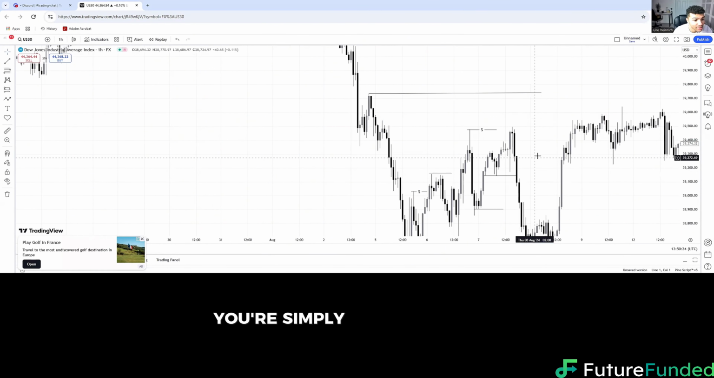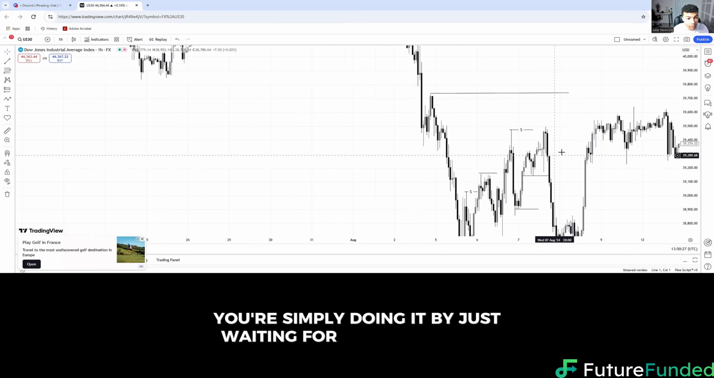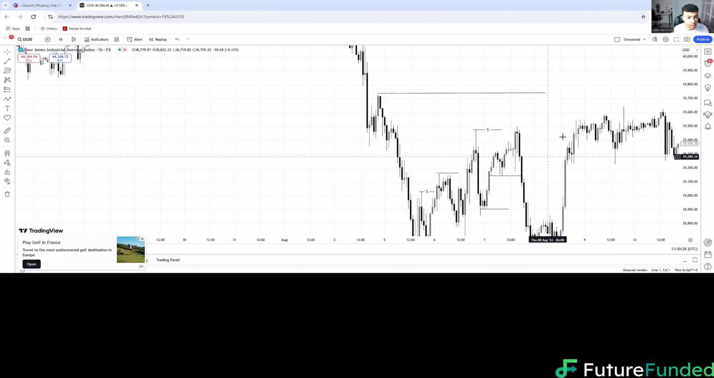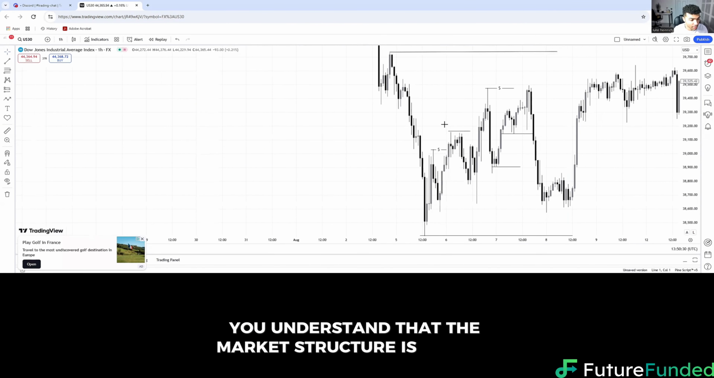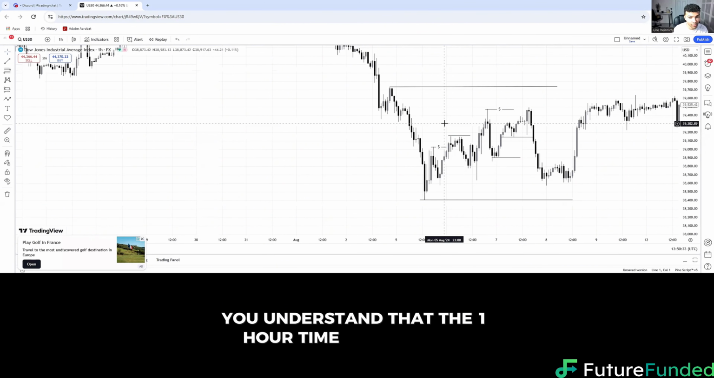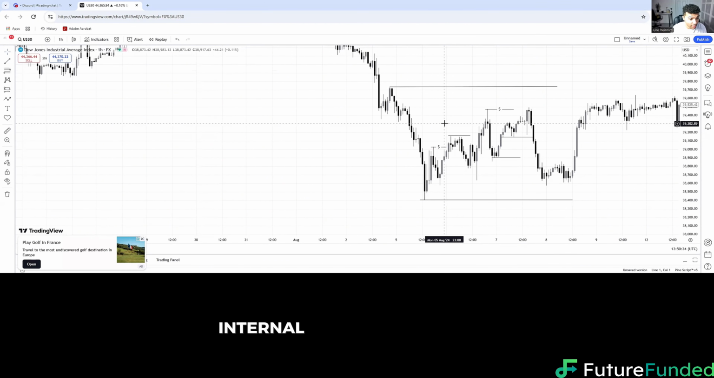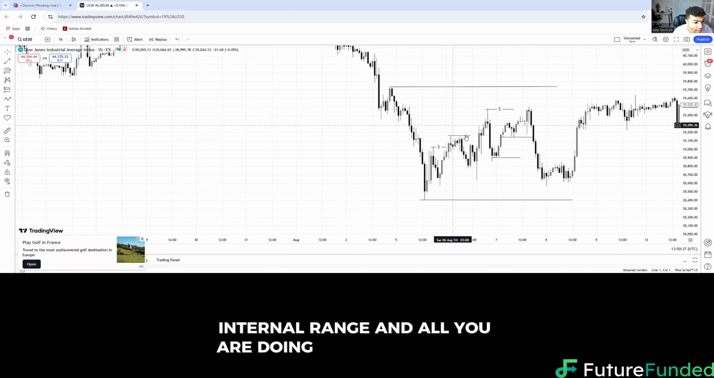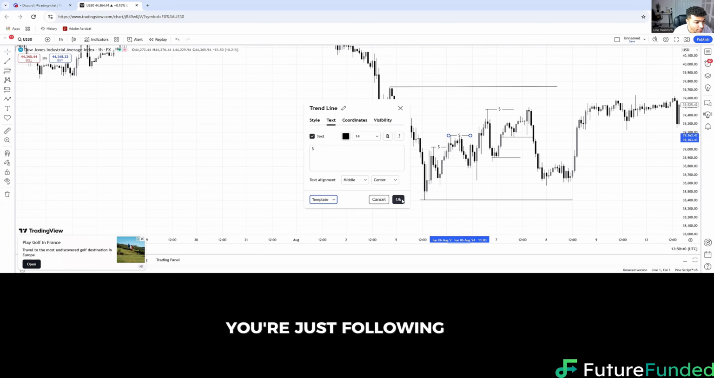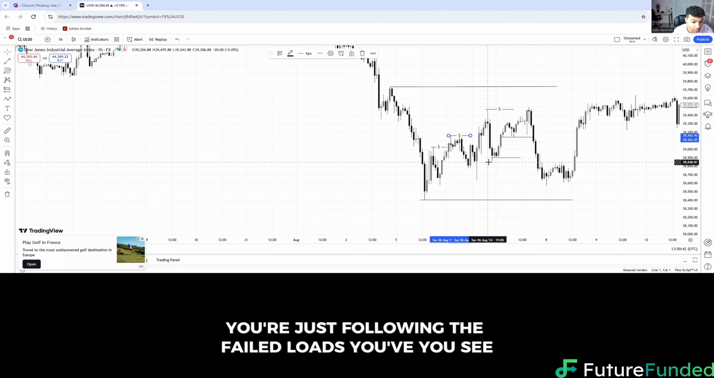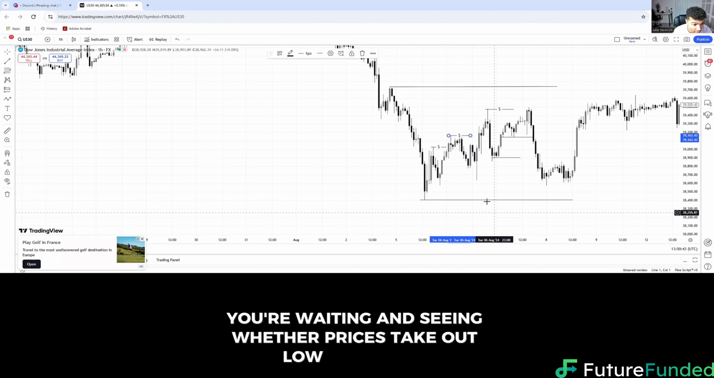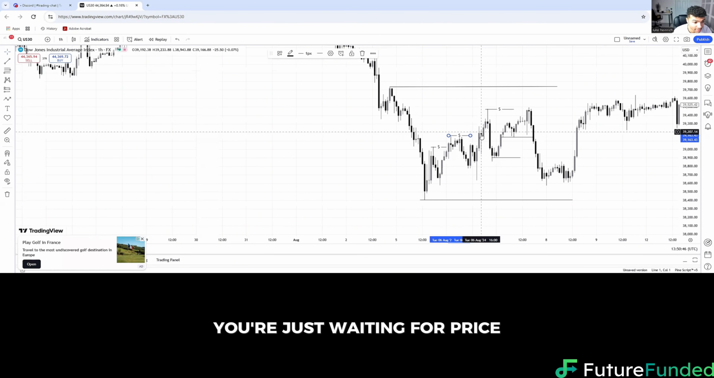and you're simply doing it by just waiting for liquidity to get grabbed. You understand that the market structure is bearish. You understand that the 1 hour time frame is in a bearish internal range. And all you are doing is following price. You're just following the failed lows. You're waiting and seeing whether price has taken out the low. If it hasn't, you're just waiting for price to come back up, sweep the high, and then you can enter.